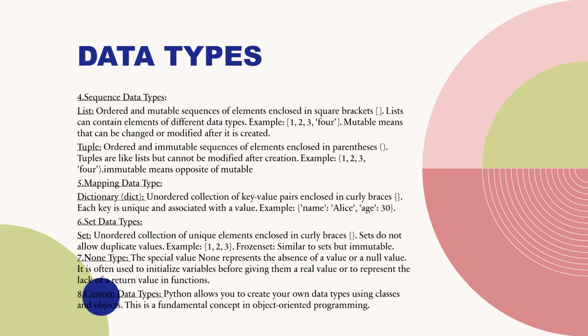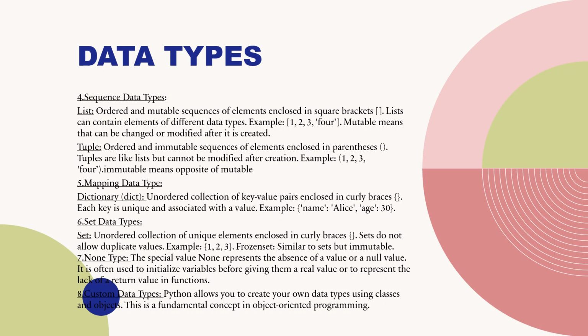5. Mapping data type: dictionary. Unordered collection of key-value pairs enclosed in curly braces. Each key is unique and associated with a value. Example: {"name": "Alice", "age": 30}. 6. Set data types: set, an unordered collection of unique elements enclosed in curly braces. Sets do not allow duplicate values. Example: {1, 2, 3}. Frozen set: similar to sets but immutable.